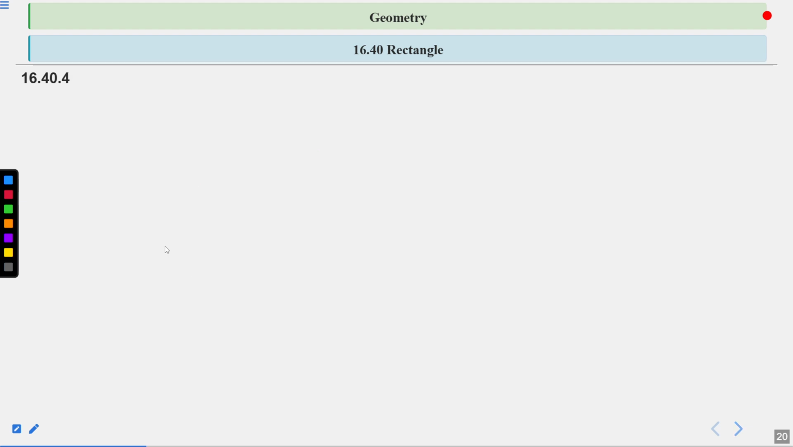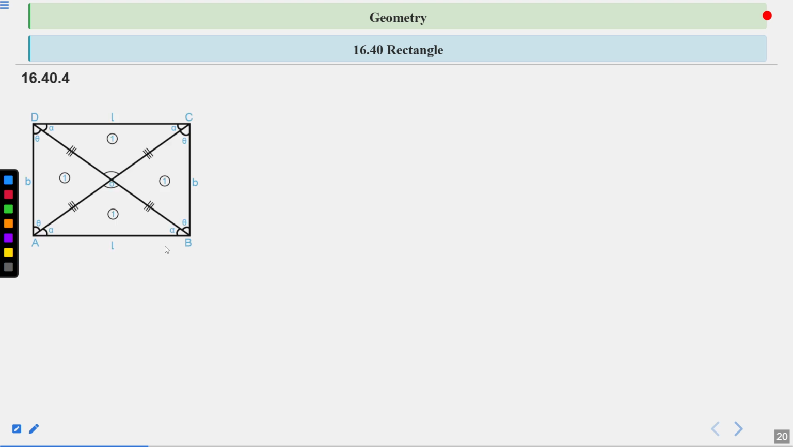Next formula of the rectangle, 16.40.4. This is the diagram of the rectangle. Now we can say that AC equals BD. What does it mean? It means the lengths of the diagonals are equal to each other. And how can we calculate the diagonal's length? If you need to calculate AC or BD, we use the same formula, square root of L squared plus B squared. We get the length of the diagonals. Next one.